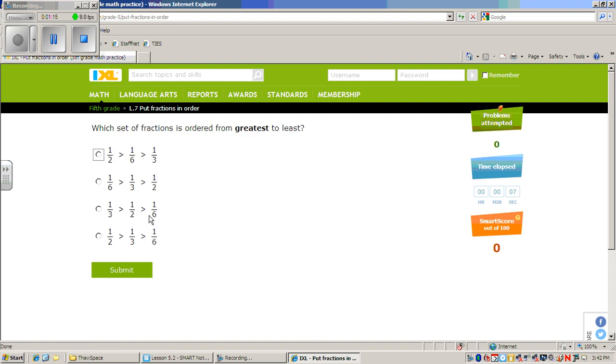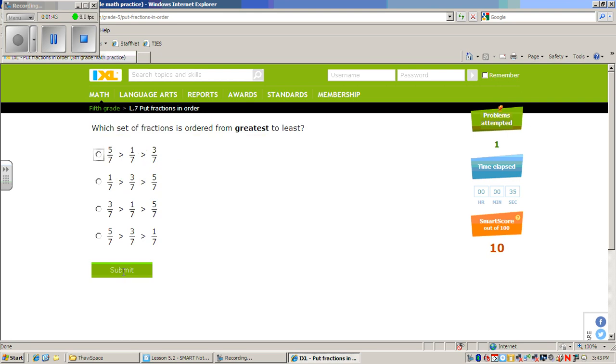Which set of fractions is ordered from greatest to least? Now remember, the bigger number on the bottom does not necessarily mean it's the biggest fraction. In fact, it's just the opposite. It's the less of the fractions. So in this case, if I'm going from greatest to least, my greatest fraction would be 1/2, then 1/3, and then 1/6.